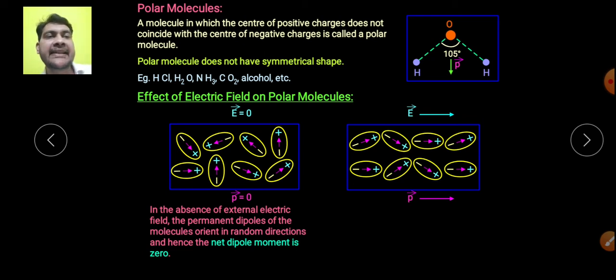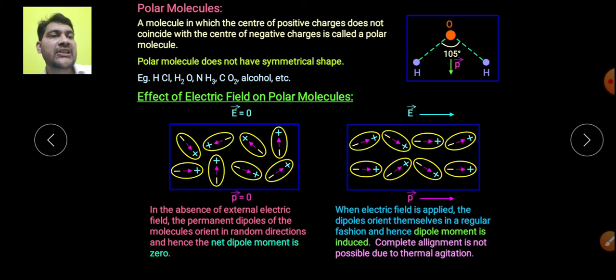Most of the molecules get inclined in the direction of the electric field, and now the electric dipole moment of the whole substance is non-zero. So when an electric field is applied, the dipoles reorient themselves in a regular fashion, and hence dipole moment is induced. Complete alignment is not possible due to thermal agitation. We know that there is some temperature, and because of temperature every molecule has some kinetic energy, and because of kinetic energy they cannot stay in a particular direction. They always tend to become disordered. Therefore all the molecules do not get oriented in the direction of the electric field.